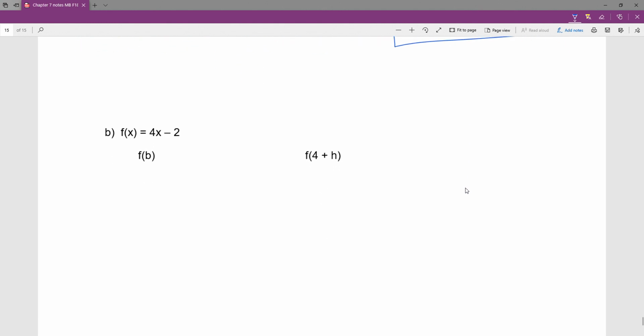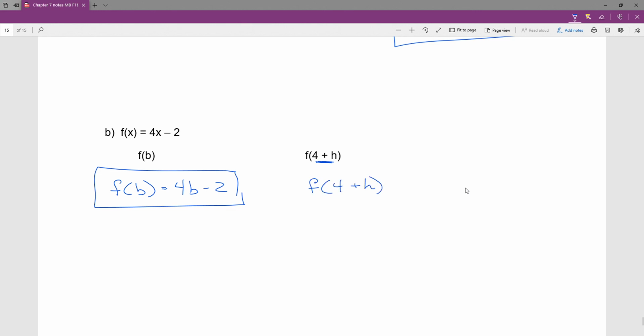Couple more to try here. Nothing too tricky. Don't make it harder than it is. Sort of weird, but not hard. All you're doing is subbing whatever it tells you to sub in for x. And subbing in with brackets, as you can see, is pretty useful.